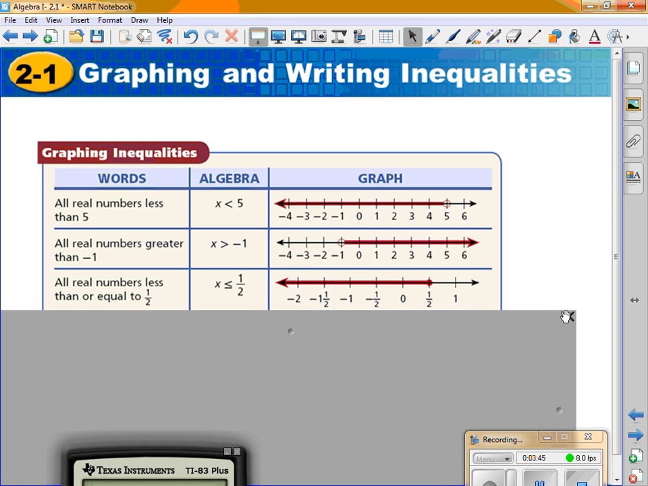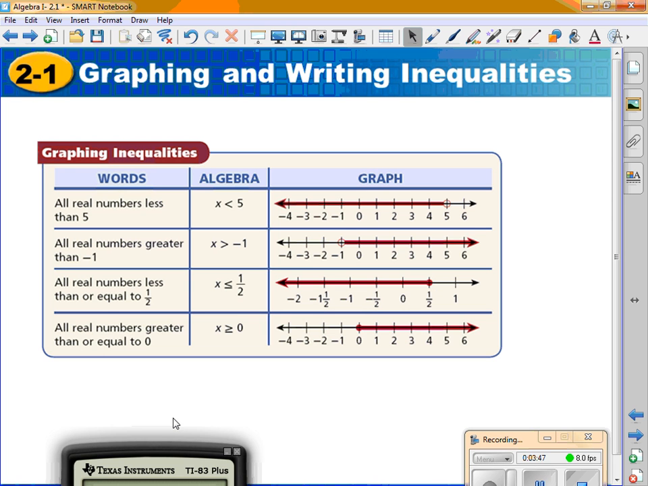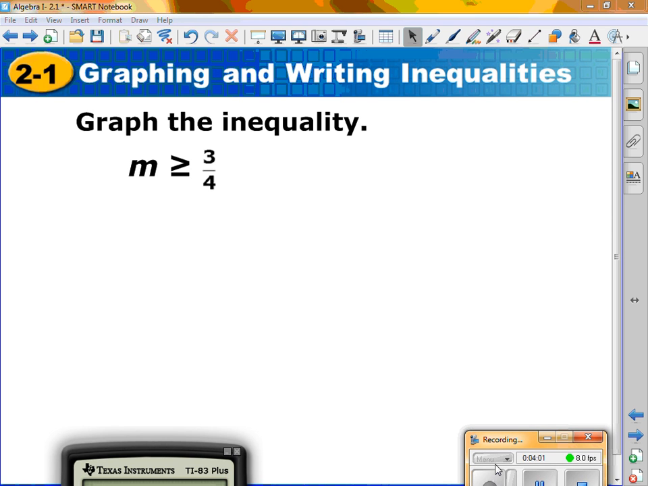And the last one goes for the greater than aspect. All real numbers greater than or equal to 0. Since it's greater than, it goes all the numbers to the right. It is a solid dot at 0 because of the line underneath. So the first thing we have here is graphing the inequality.